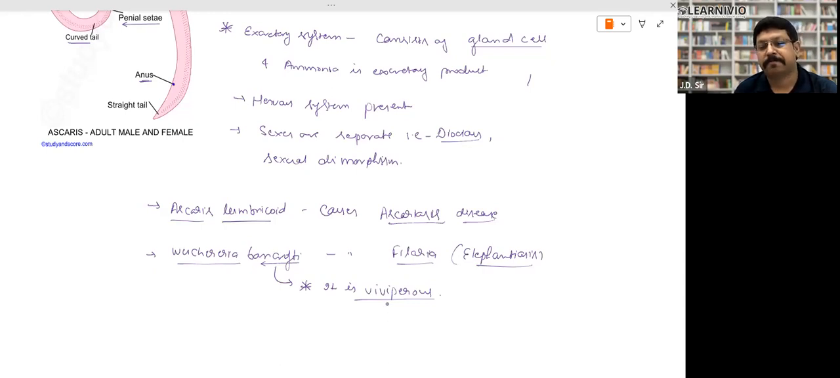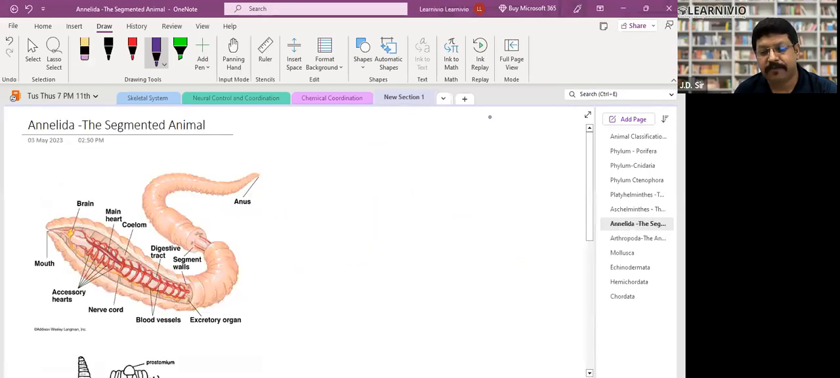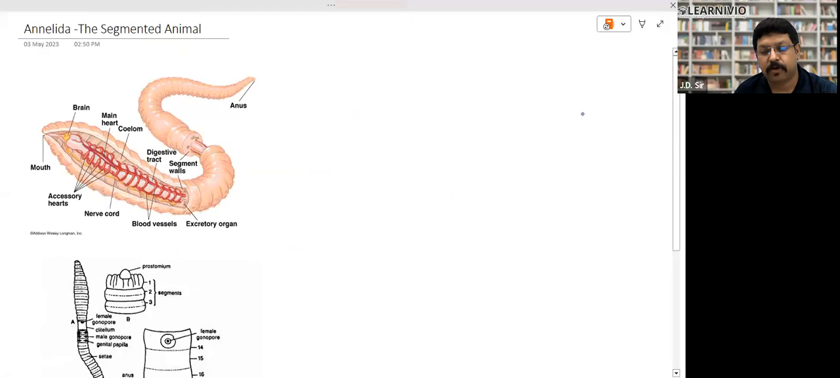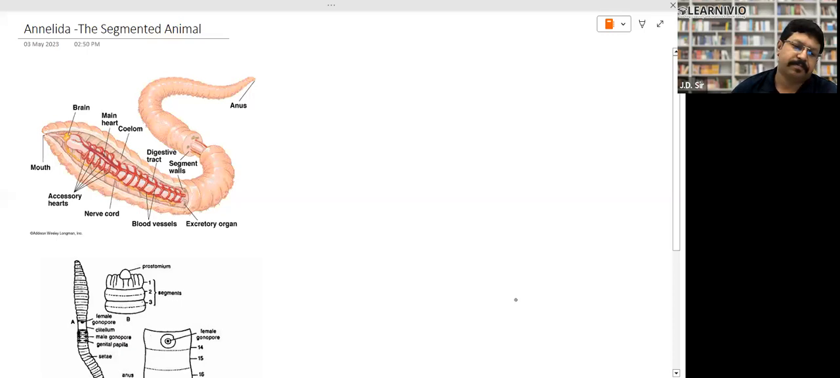Next phylum is Annelida. Annelida means the phylum of animals with a segmented body. Their body is segmented, right? I have shown this diagram to show you that this is the brain part. So basically brain is present. I have told you that in lower organisms, the brain is just a collection of ganglia. It's not like the human brain, right?